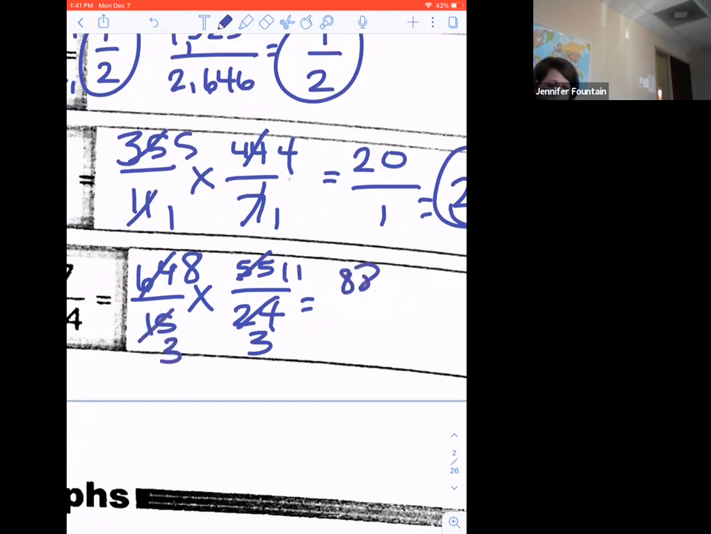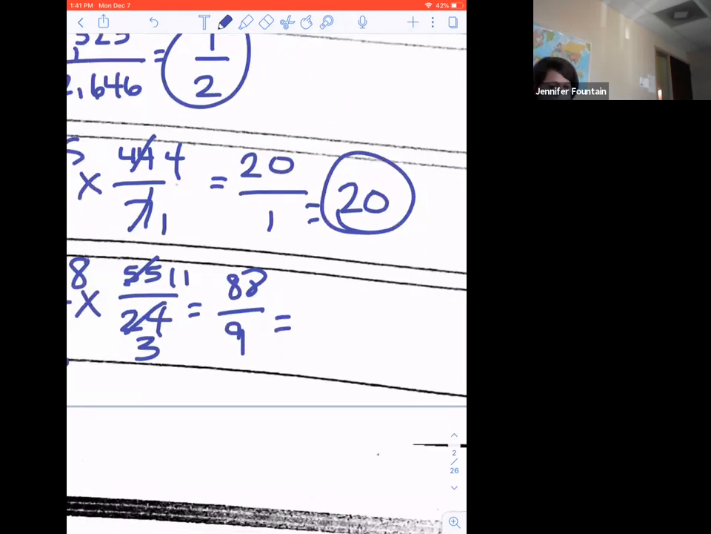So I have 88 over 9, which I can convert. I can just leave it as a mixed number, or I could change it to an improper fraction, and that would be 9 times 9 is 81, and we would have 9 7/9.